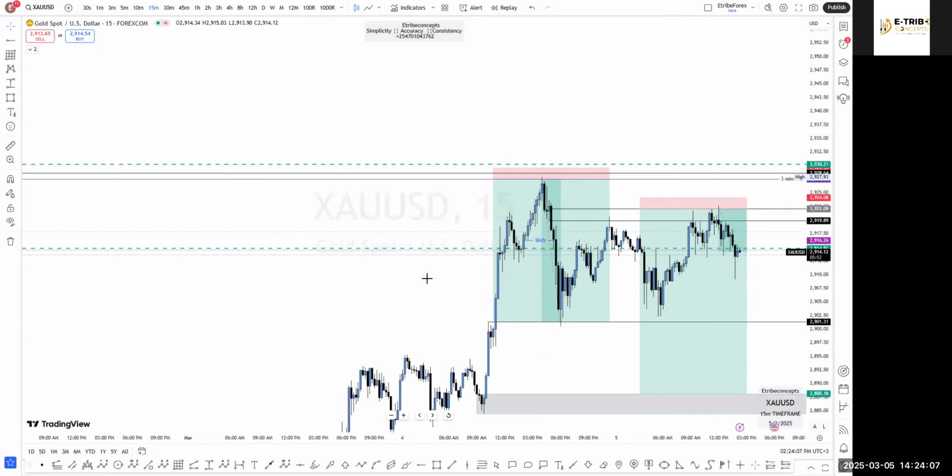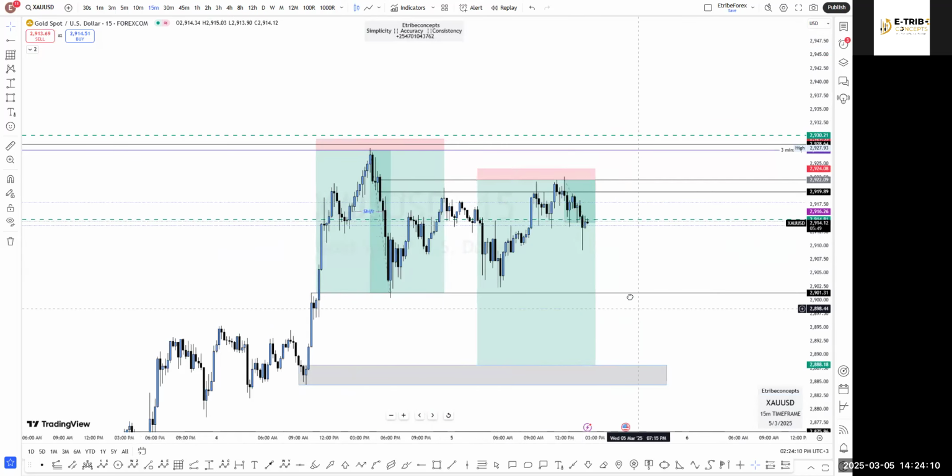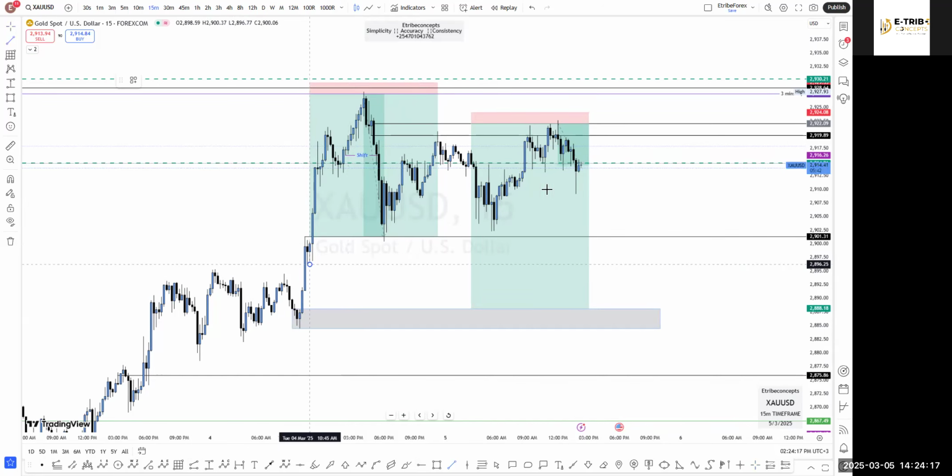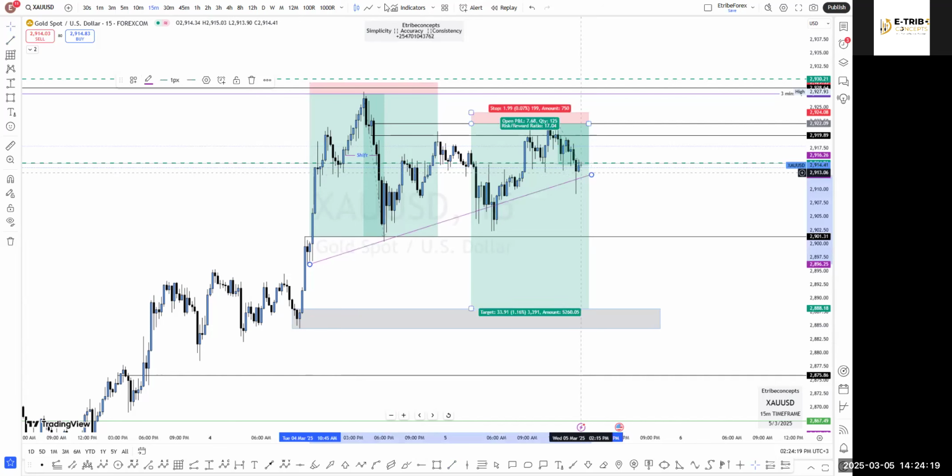So that is as simple as it is. I'm expecting gold to keep on dropping, because even if you look at these, we have some sort of liquidities. Even if you look at these, we have some sort of liquidities.